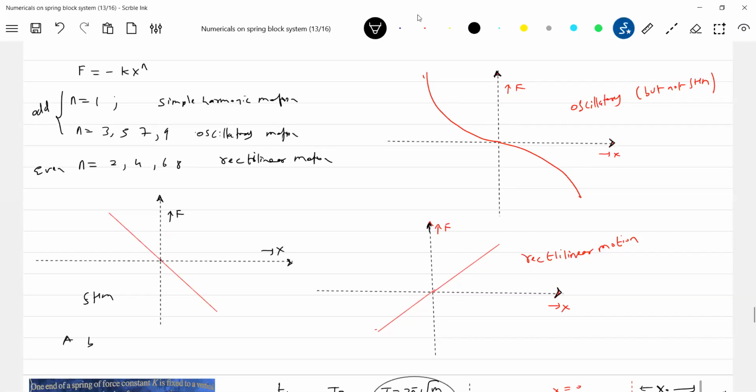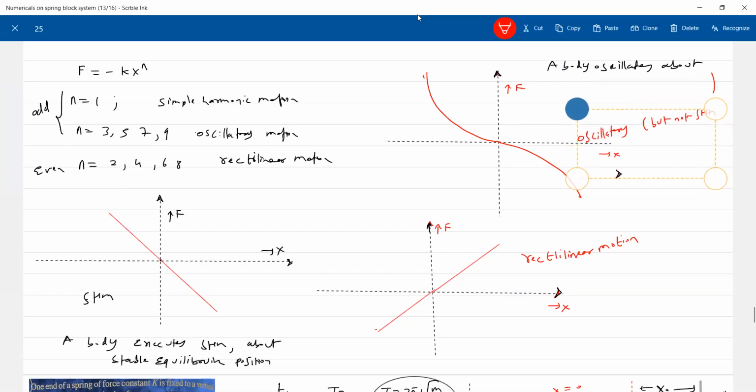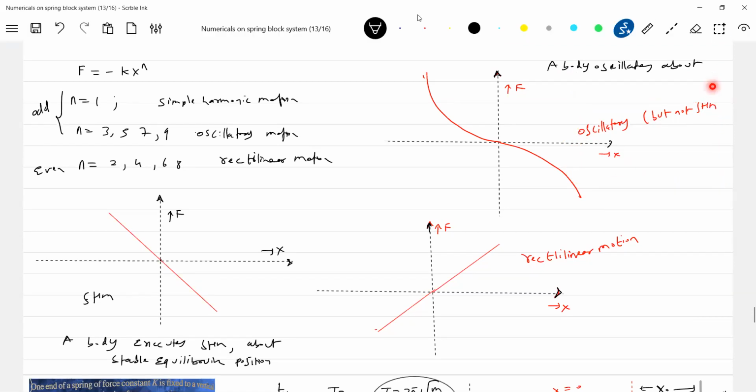Fine. So therefore, I'll write it. A body executes SHM about stable equilibrium position. Here, a body oscillates about stable equilibrium position. Fine. What about rectilinear motion? If the body is in unstable equilibrium and slightly displaced, the force will act in the direction of displacement. It will be rectilinear motion. So I think this is very important for us.